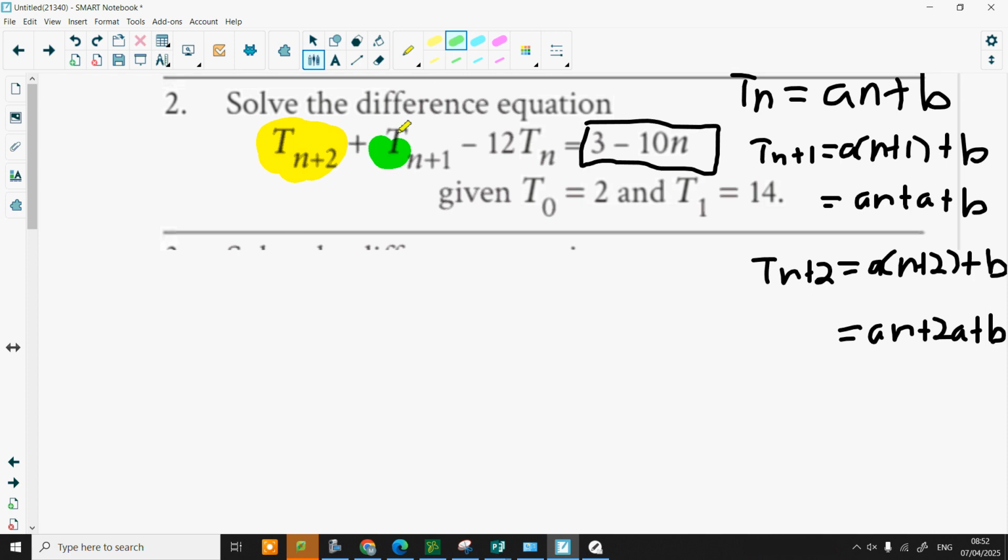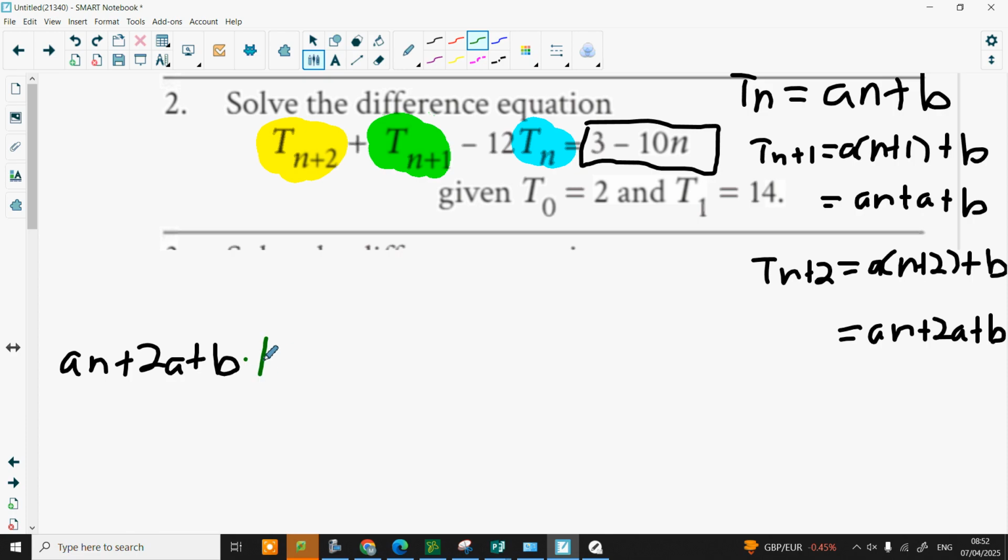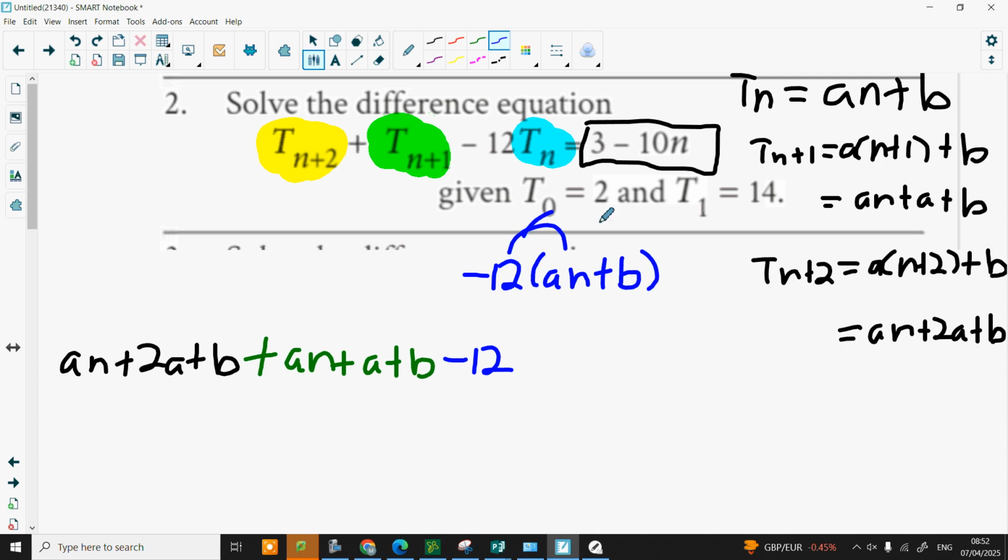This one, and this one. Okay, I'm going to sub them in now. So what we're going to get is An plus 2A plus B for that one. The green one is going to be An plus A plus B. And then the blue one is going to be minus 12 times An plus B. Multiplying that out, I get minus 12An minus 12B. And on the other side, that equals 3 minus 10n.